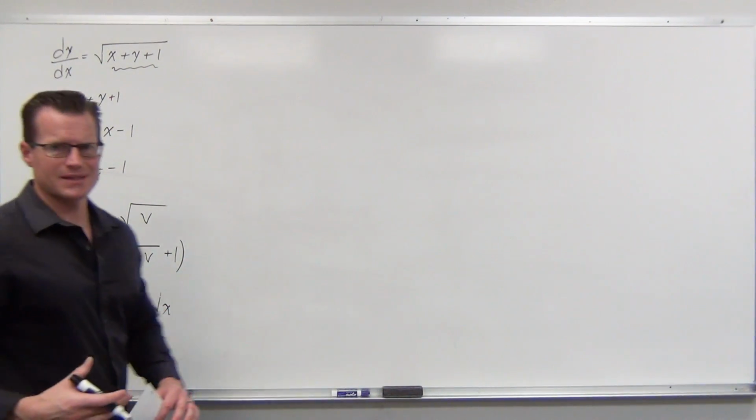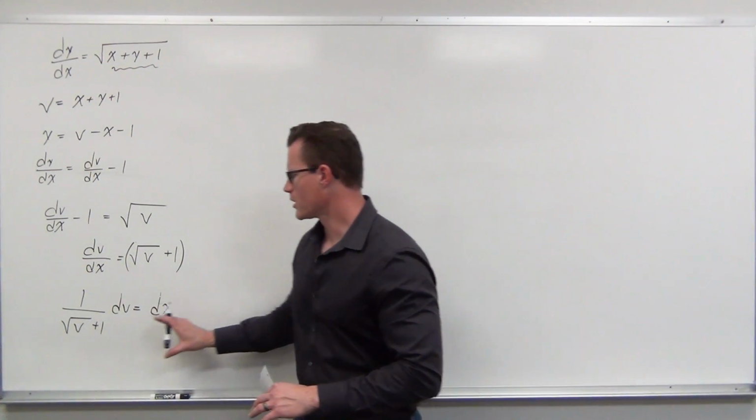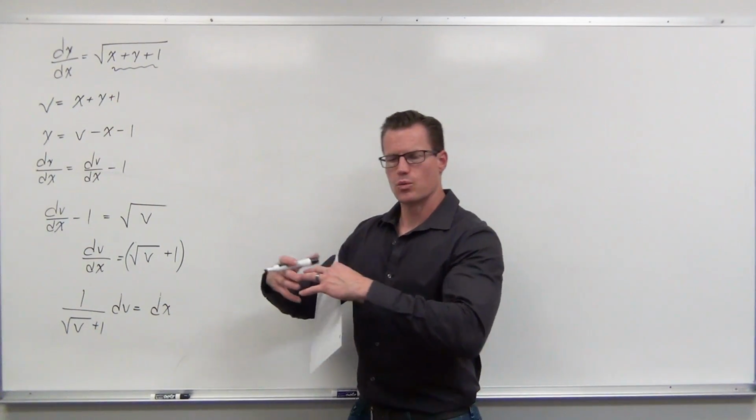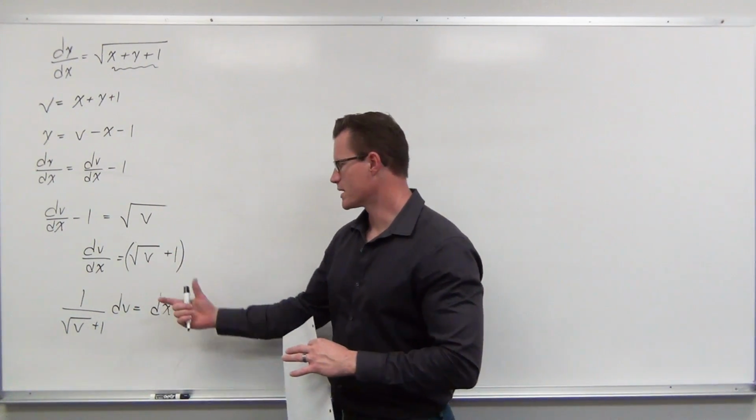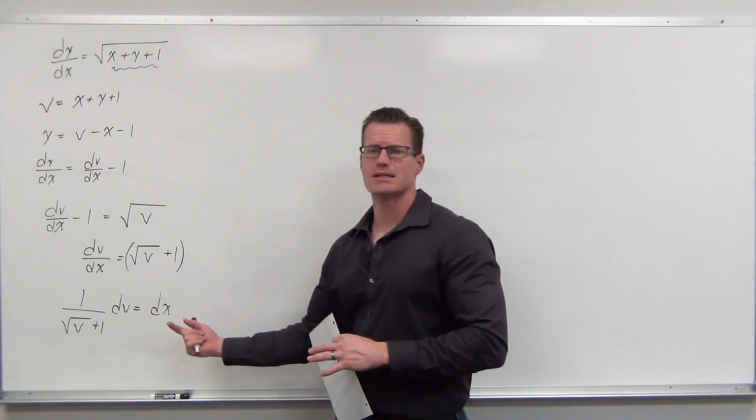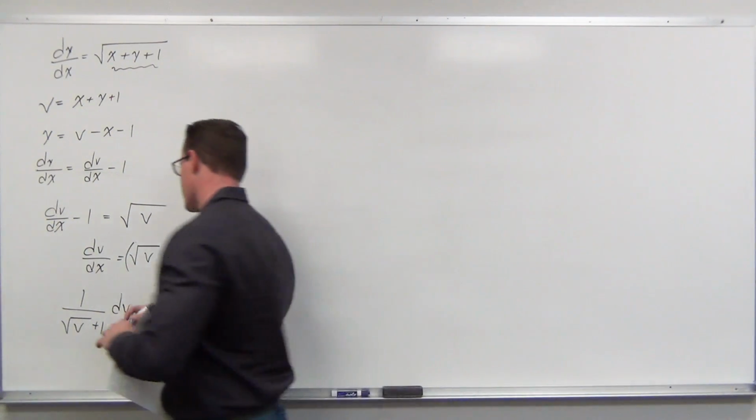That's pretty good. That's exactly what we want. We want to be able to group all of our v's on one side, dv as a product next to dv, or a quotient next to dv, and we want products next to dx. That way we can go ahead and integrate both sides.